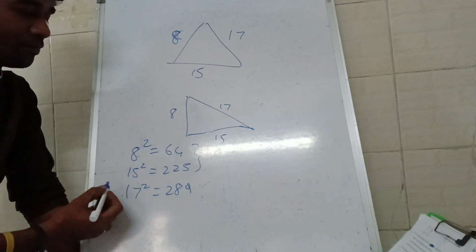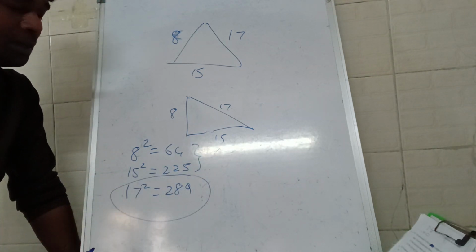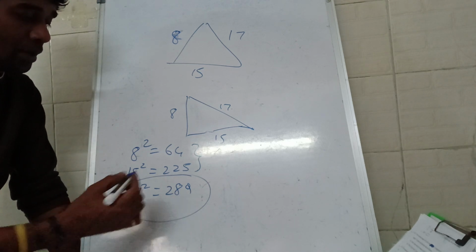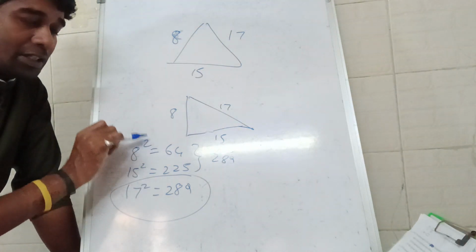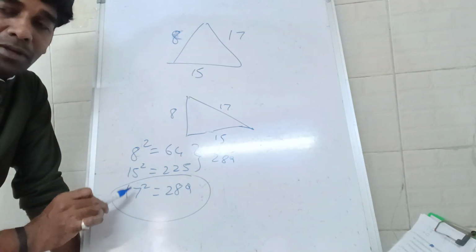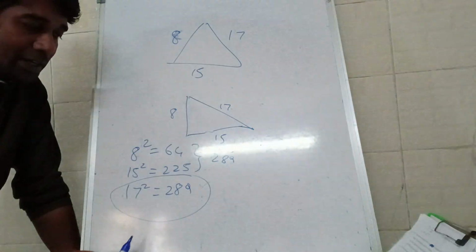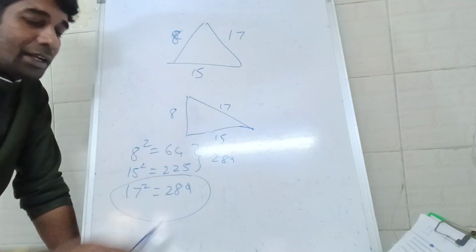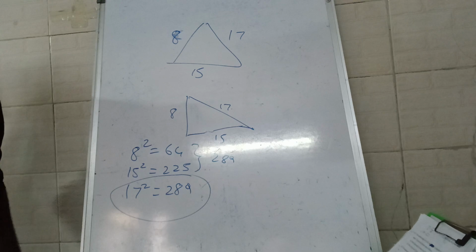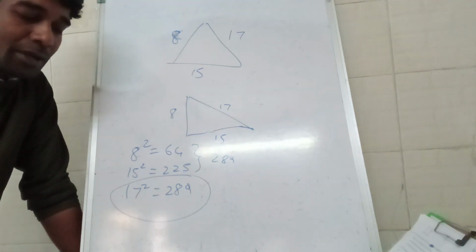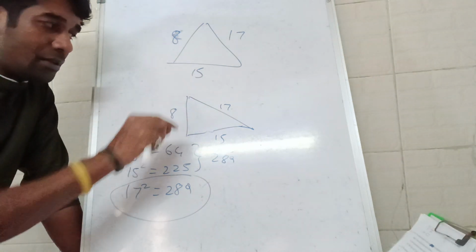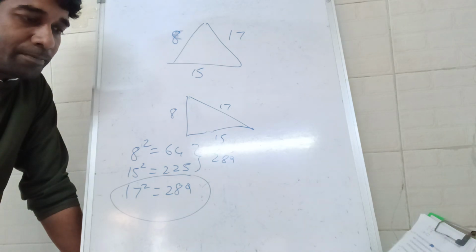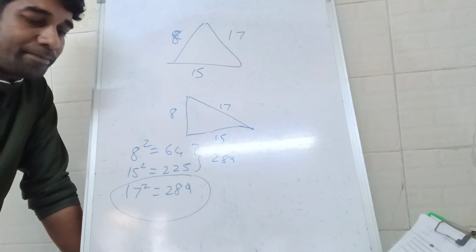If I add these two, keeping this as hypotenuse, according to Pythagoras theorem, the sum of the squares of the other two sides is equal to the square of the third side. Hence, the triangle is a right angle triangle. So we have to write down there, if the square of the greater side is equal to the sum of the squares of the other two sides, then it represents a right angle triangle by Pythagoras theorem, and the three sides are Pythagorean triplets. Next sum.